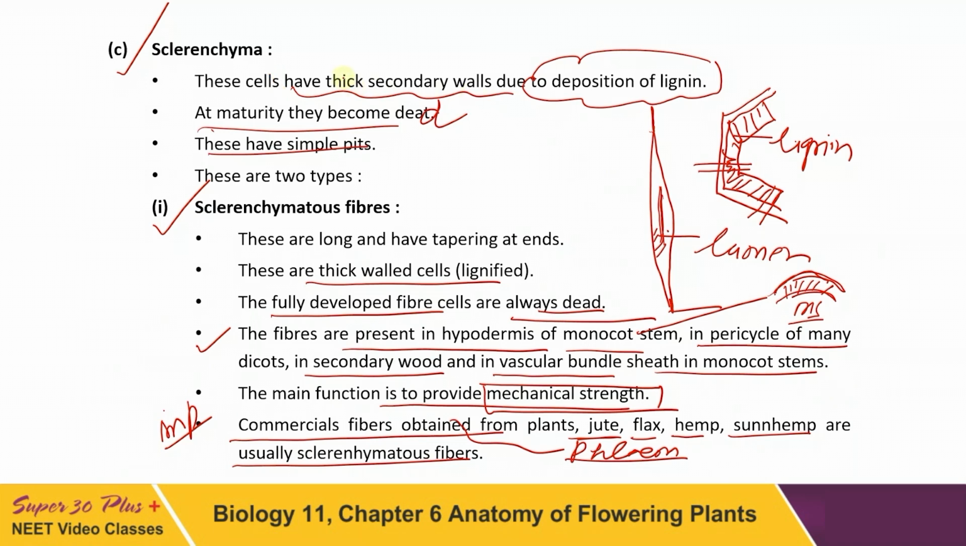These have a thick secondary cell wall. Deposition of lignin you have to remember. These are the dead ones. They have simple pits. Two types: one is sclerenchyma fiber. Can you repeat?